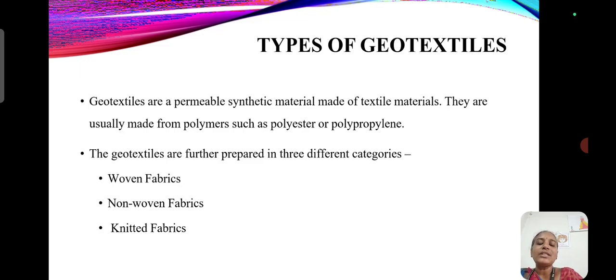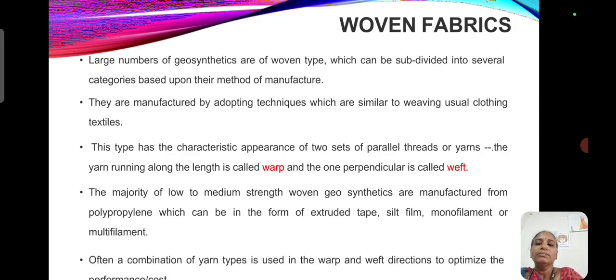In the previous slide we discussed what geotextiles are. I explained that it is a permeable synthetic material made up of polypropylene or propylene. And here the types of geotextiles are categorized into three different types. One is woven fabrics, another is non-woven fabrics, and another is knitted fabrics. When you come to woven fabrics, we know there are so many woven materials in the market.